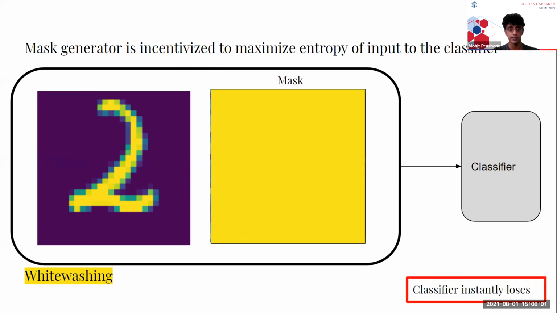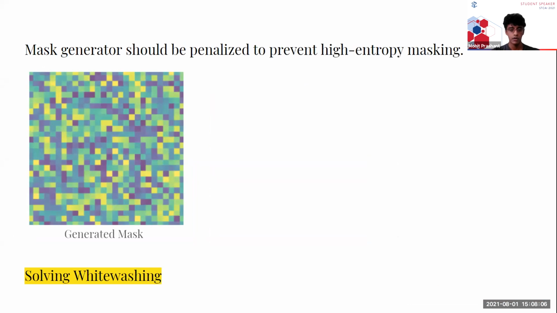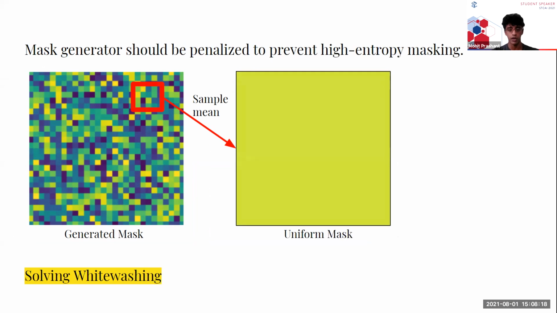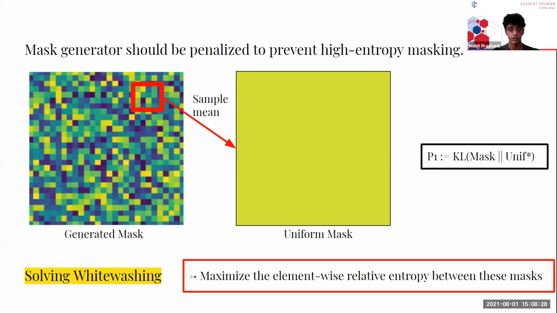So we have to penalize this. We need to penalize it to prevent high entropy masking. I attempted a couple of methods, and based on those, the best one is to sample our generated mask and construct a secondary mask from it. So this is our uniform mask. And we're aiming to maximize the element-wise relative entropy between these masks. As a penalty term, this can look something like a Gale divergence between these two. And thereby we'd be penalizing the closeness of these two and how representative they are of each other.